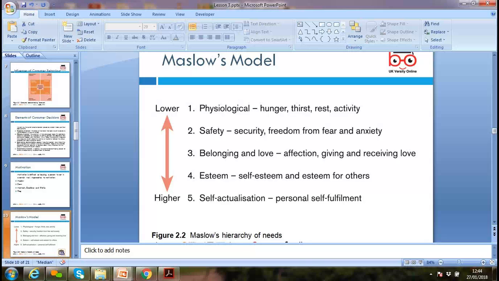If all these needs are met, the fifth is self-actualization, which means personal self-fulfillment. So if we meet all these four personal needs, everything could be fulfilled. And as an organization, we need to be focused on what their basic needs are.